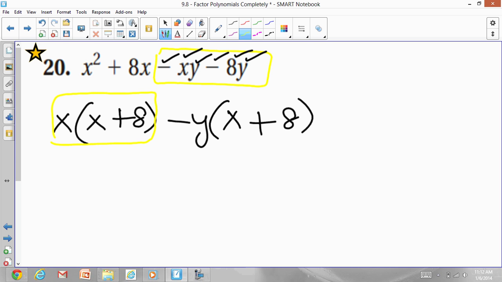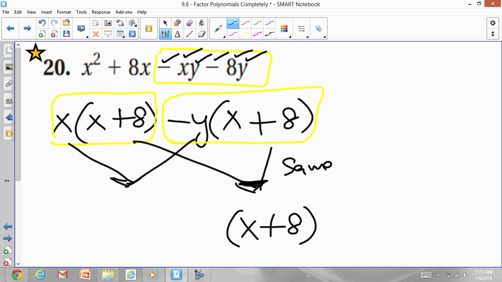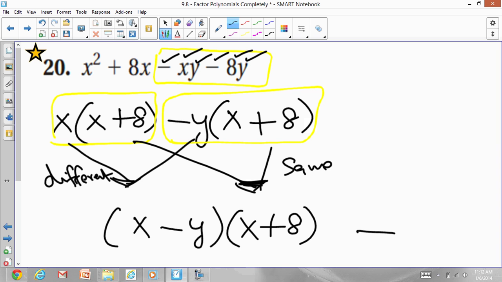This will be my first and this will be my second. So in the first and the second, if I look, I have x plus 8, open close, will be the same. The remaining, these two are different. So I'm going to open close parenthesis and just put it inside. x minus y, open close parenthesis, and this will be the final answer. If you were to do the FOIL method or the table method, you're going to get this back again.